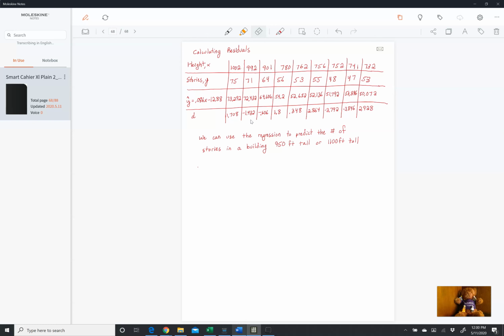So for 950 feet, that's our x. So we're saying y hat is 0.086 times 950 minus 12.88. And you get 68.2. You would round here, right? You can't have 68.2 stories. So round.